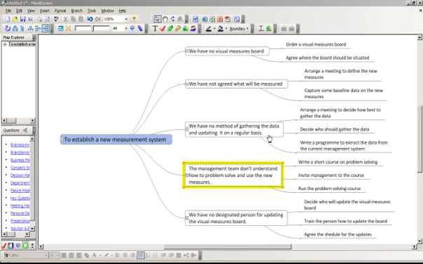Next one is the management team don't understand how to problem solve and use the new measures. Again, we do our actions and then do the sufficiency check, which is if we'd written a short course on problem solving, invited the management to the course and run the problem solving course, is that sufficient to be able to overcome the obstacle? The answer again in this case is yes.